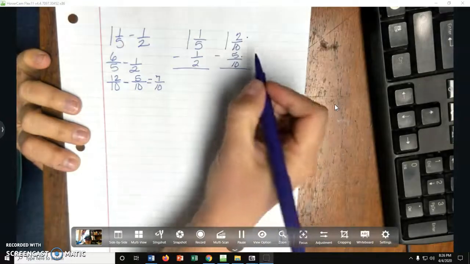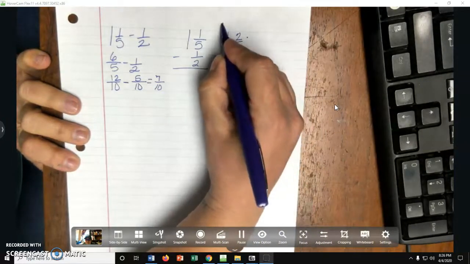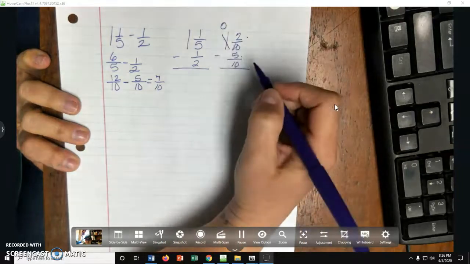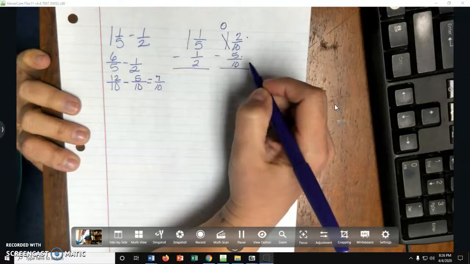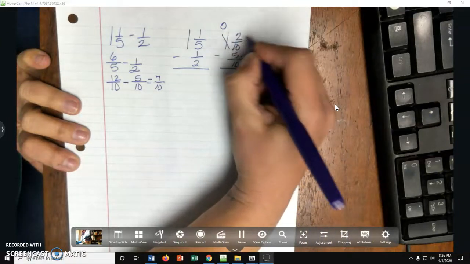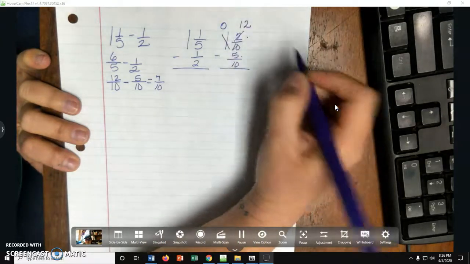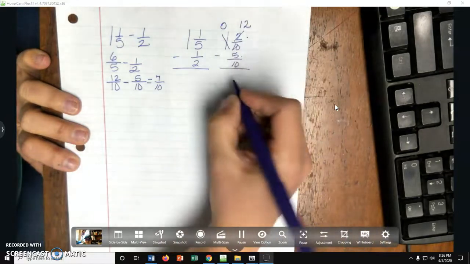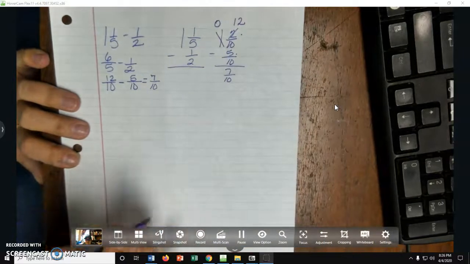So here you could rename your units. This 1 whole is the same as how many tenths? 10 tenths. If I have 10 tenths here and 2 tenths here, that gives me 12 tenths. Now can I take 12 tenths minus 5 tenths? I can, and I'm left with 7 tenths.